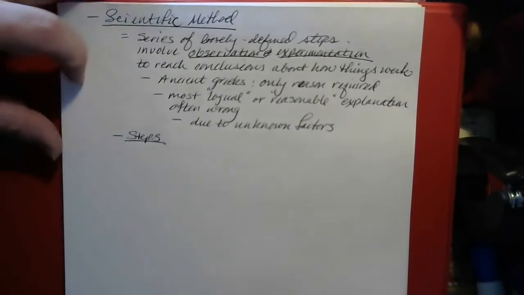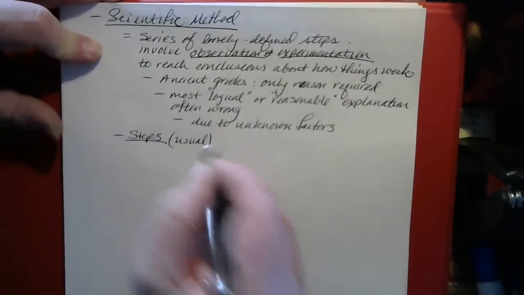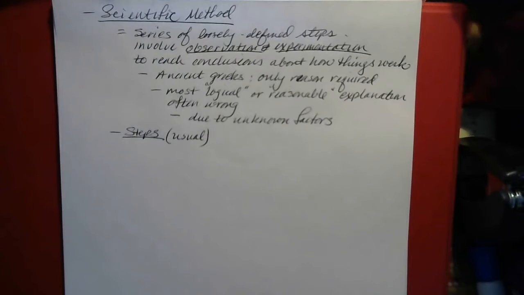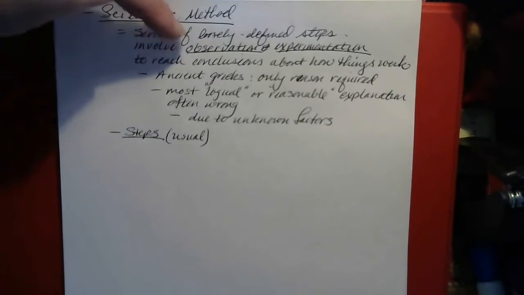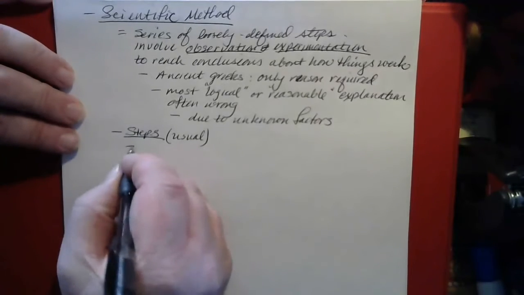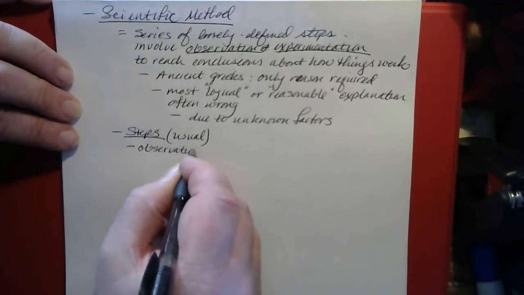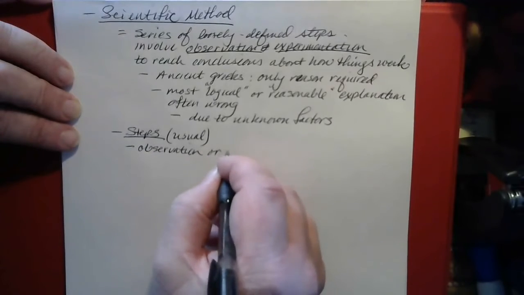in the scientific method can vary a little bit. Sometimes it varies depending on which science you're talking about, how things are done. But as I said up here, the steps are kind of loosely defined. But to get the idea anyway, the first step would be observation or measurement.